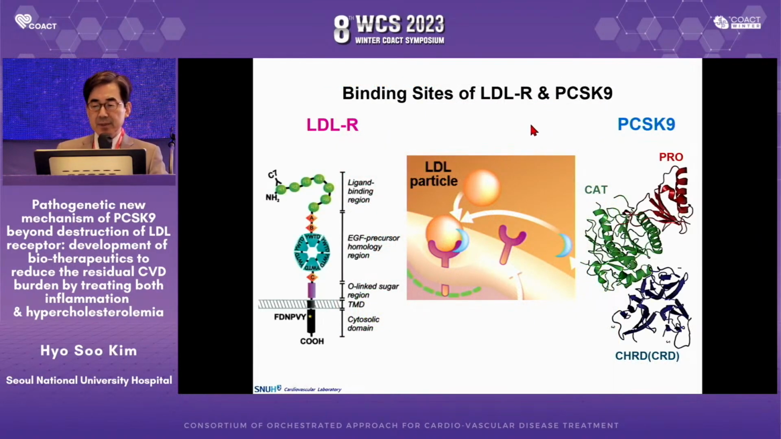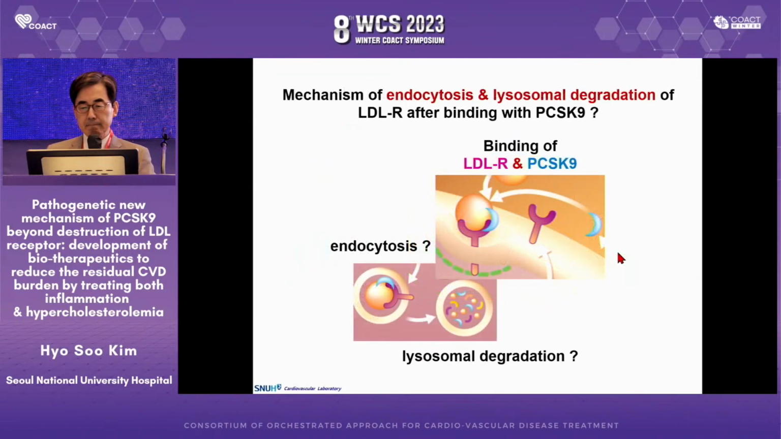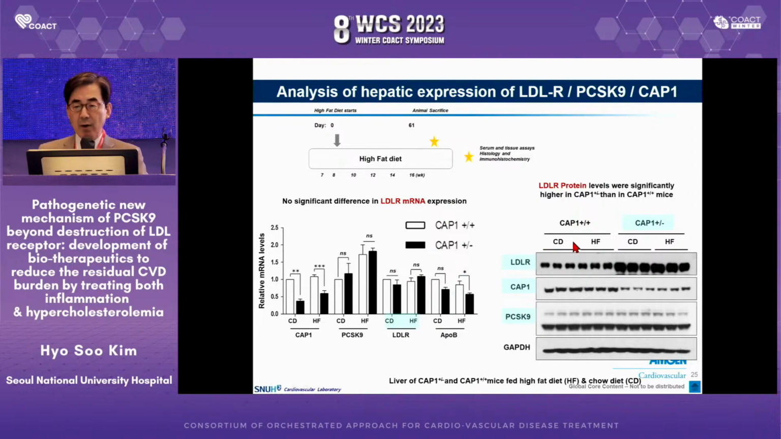Here is the binding site of the receptor and PCSK9. The EGF precursor homology domain of the receptor binds to the catalytic domain of PCSK9. There are 3 domains in PCSK9. But about 5 years ago, nobody knew the mechanism of endocytosis and lysosomal degradation of the receptor after binding with PCSK9. We found a very interesting phenotype of CAP1 heterozygous knockdown mice: accumulation of the LDL receptor without any change of PCSK9.